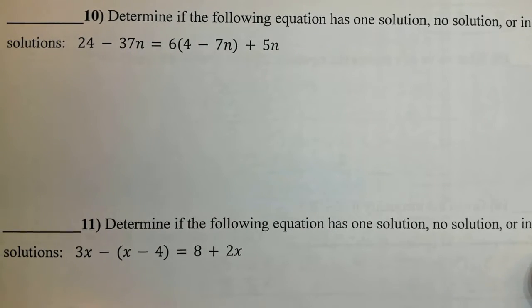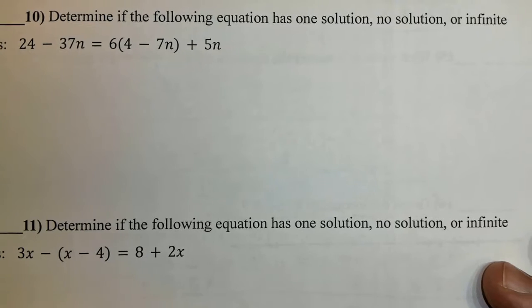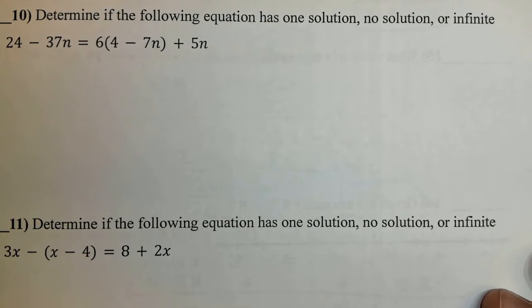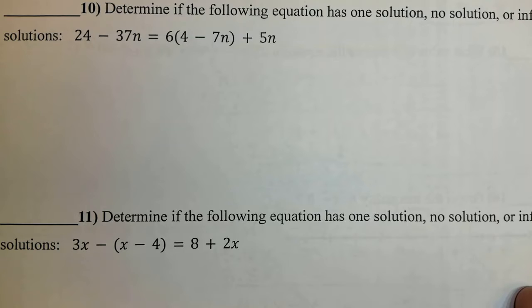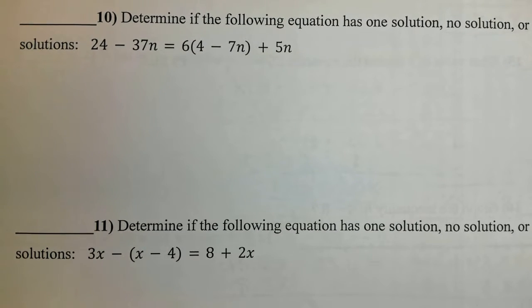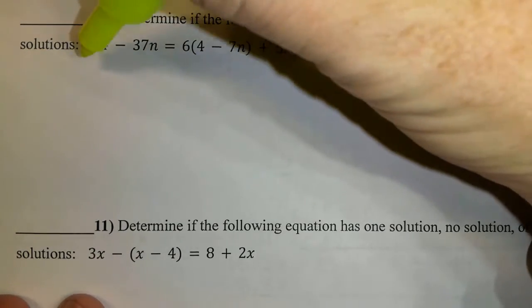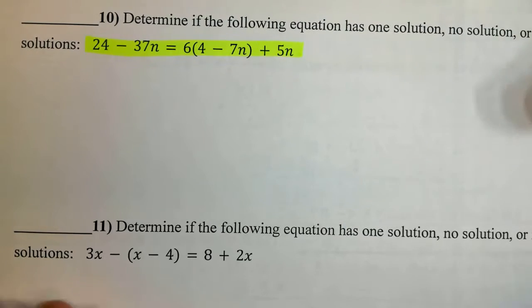Number 10. It says determine if the following equation has one solution, no solution, or infinite solutions. Okay, so really it's just saying try to solve this and see if I get an answer or not. And if I don't get an answer, is it infinite or no solution? Okay, now if you do solve something and you get an answer like we've done on the other pages, like you get a number, if I get a number, that's one solution. That's all it's asking for. Like that is my solution. Otherwise, it's no or infinite, which we'll get to if we see that.